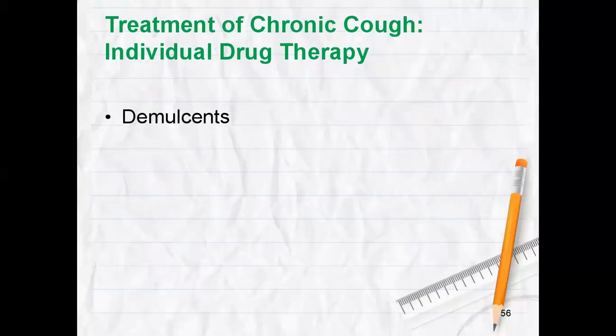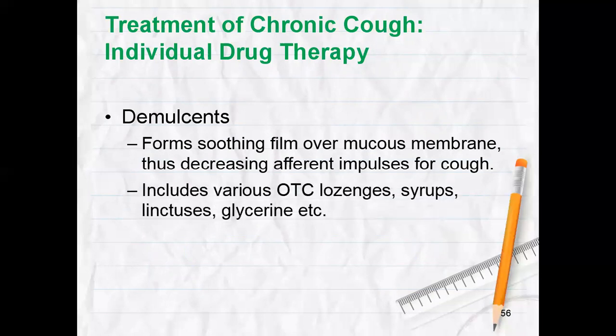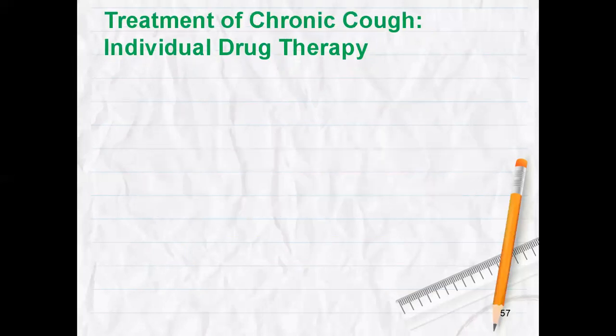So the first group that I'd like to talk about is demulcents, which act by forming a soothing film over the mucous membrane, thereby decreasing the receptor firing, that is, decreasing the afferent impulses for cough. It includes various kinds of over-the-counter lozenges, syrups, linctuses, glycerin, etc. These are most commonly found in markets. Now the next thing is antitussives.